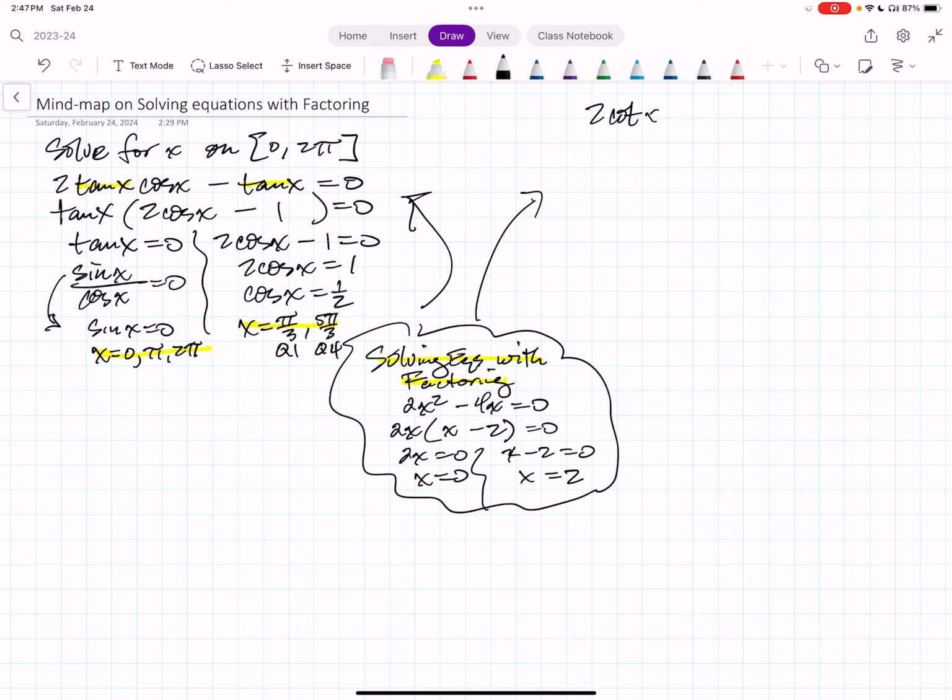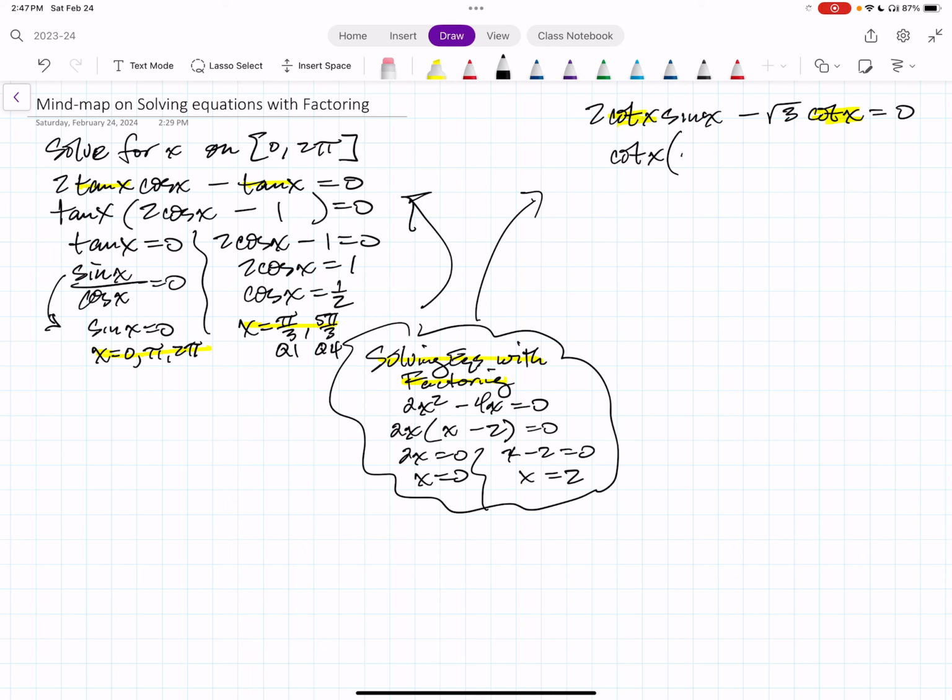I'm just making these up as I go. 2 times cotangent x times sine x minus root 3 times cotangent x is equal to 0. All right, and notice that I'm choosing equations with a common factor. That's why I started off in the beginning with the Algebra 1 example of factoring out the GCF, because that's how you handle these equations. And so you factor out the cotangent x.